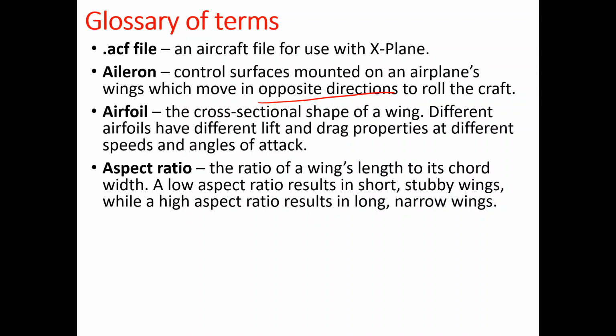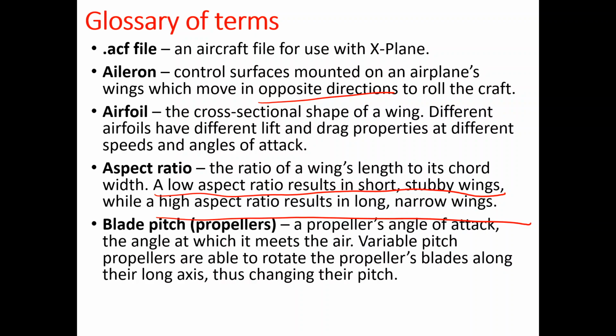Aspect ratio is the ratio of a wing's length to its chord width. A low aspect ratio results in short, stubby wings, while a high aspect ratio results in long and narrow wings. I would probably ask you this question when we meet in the lab, but if we were in a real class, I would have asked you: what's the difference between a low aspect ratio and a high aspect ratio as far as the flight properties go? What is the main effect of the aspect ratio as far as the flight parameters go?